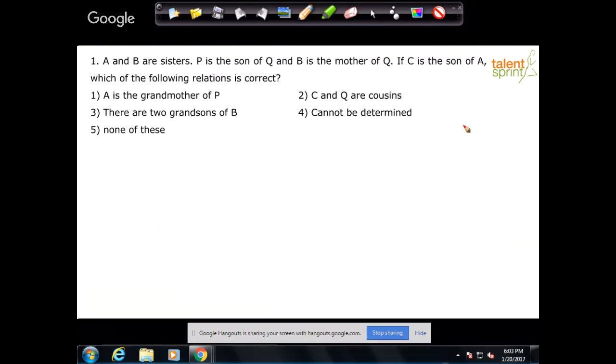Okay, let's read our question. A and B are sisters. P is the son of Q and B is the mother of Q. If C is the son of A, which of the following relations is correct?